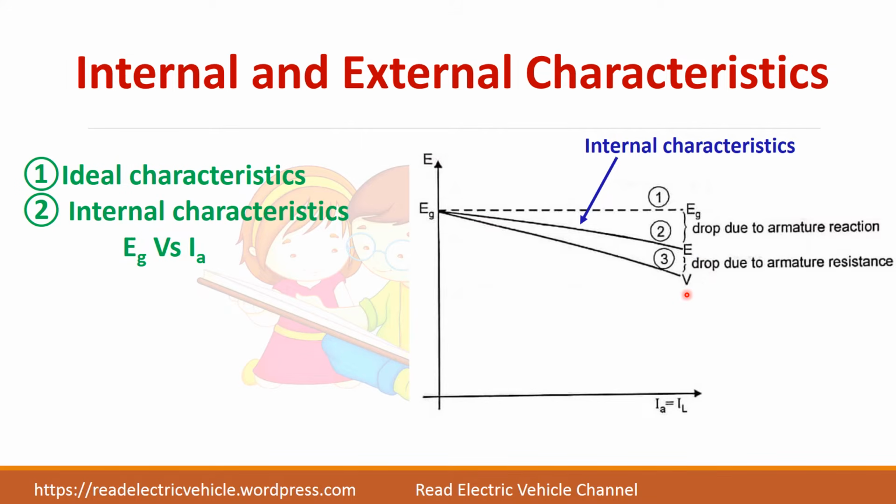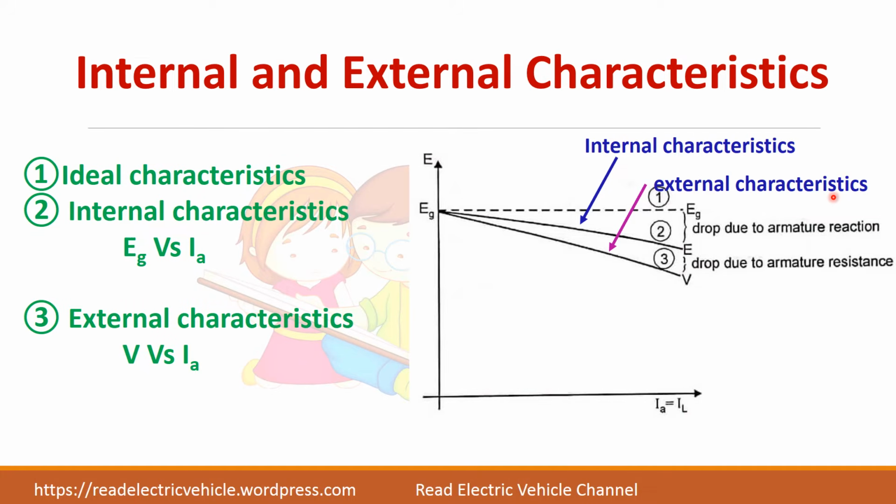So if you draw the plot between the terminal voltage and the load current, we call it the external characteristics. So this is internal. If you consider only armature reaction, it is internal, because we cannot see what actually happens. External characteristics are drawn for the outer terminal voltage, so it is called external characteristics.